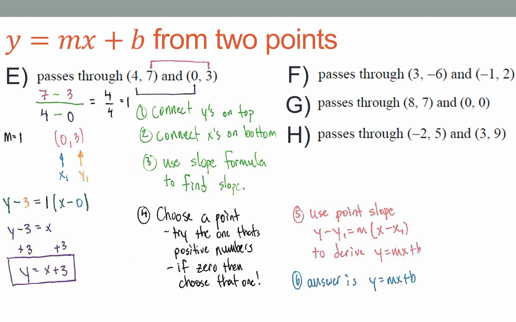Example F passes through 3, -6 and -1, 2. Example G passes through 8, 7 and 0, 0. For example H, it passes through -2, 5, and 3, 9. Go ahead and pause the video. Guys, do F, G, and H on your own.